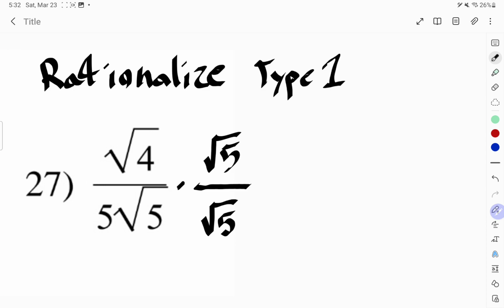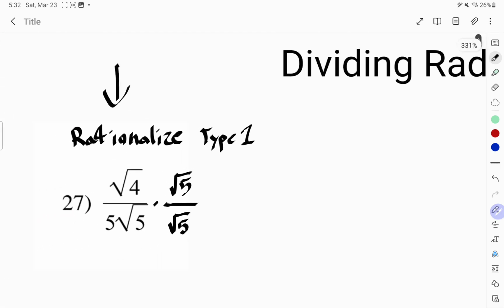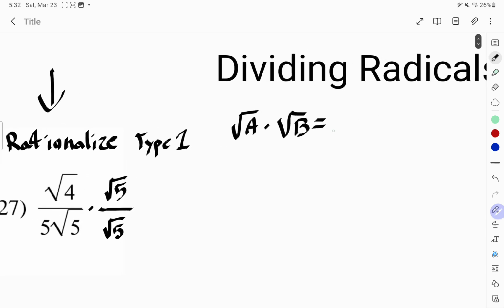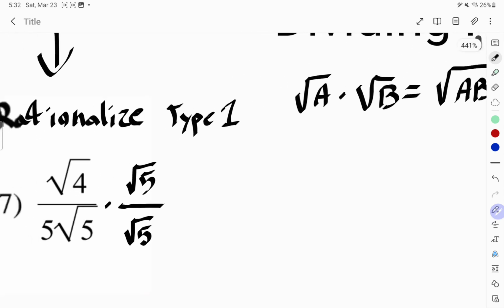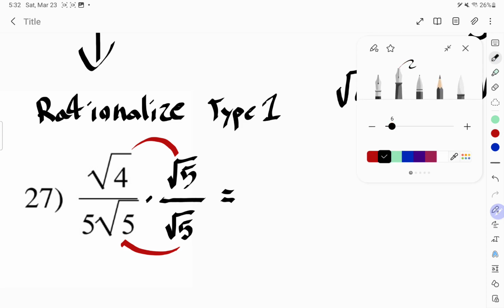Okay, pretty easy. So whenever you're multiplying radicals, this is what you can do. Let's say I have radical A times radical B. If I multiply them together, I get radical AB. Okay, so we're going to be using that same concept here. So we're going to be multiplying radicals. On the bottom, you can see that I'm going to be multiplying those two radicals, and on top, I'm going to be multiplying those two radicals. So let's go ahead and simplify.